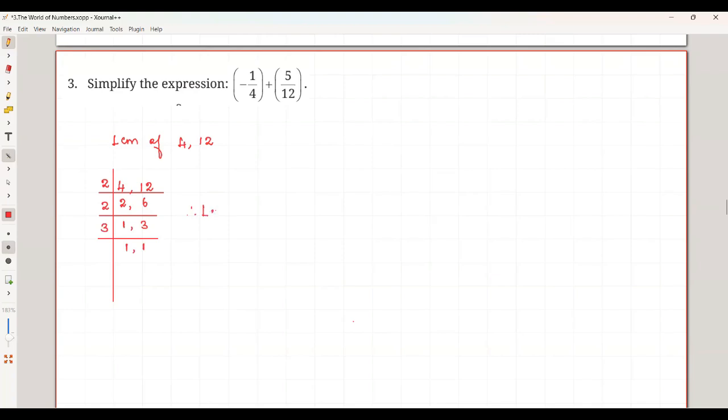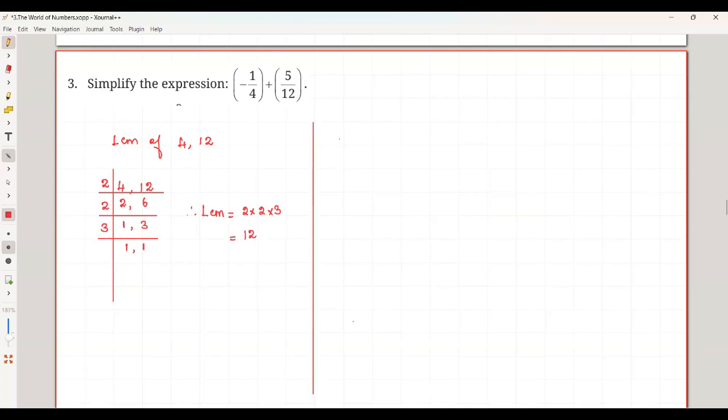Now therefore the LCM is equal to 2 into 2 into 3, right? So 2 2s are 4, 4 3s are 12. Okay, therefore the LCM is equal to 12. I have to make minus 1 by 4 with the denominator 12, right? So therefore here I can just write, okay, this side I'm just doing it.